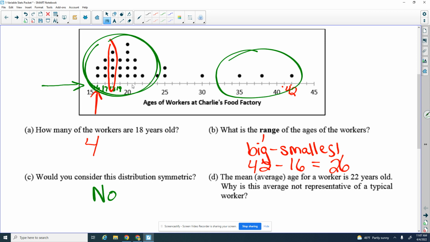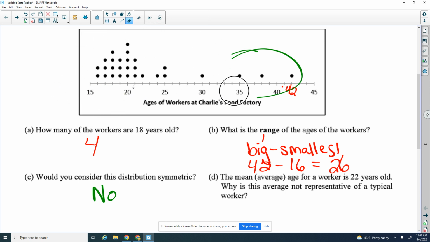And it says the average age for a worker is 22 years old. Why is this average age not representative of a typical worker? Well, let me clear this off. So 22 years old is right about here. So if you're looking at a typical worker, a lot of your workers are there. So most of your workers are younger than 22.